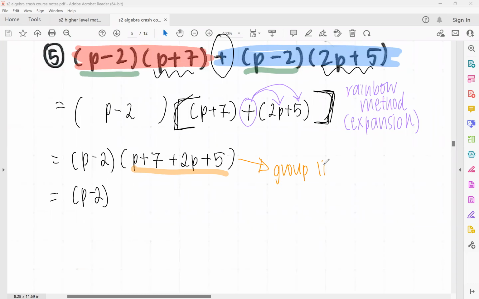Yes. Group like terms. There is another name for group like terms. It's called what? Very good. Simplify. These two are the same. So these are the terminologies you need to know. Okay? So continue again. What am I left with? What do I have now? Open bracket. Yep. 3p plus 12.